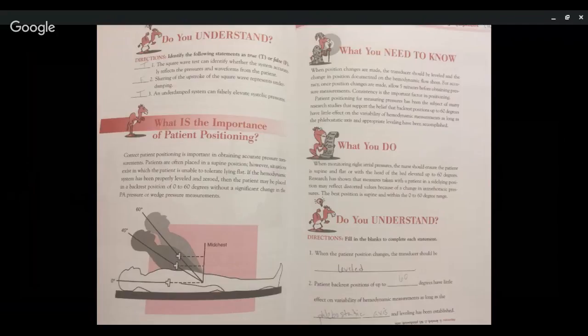Okay, so when the patient position changes, the transducer should be what? It should be leveled with the phlebostatic axis. Patient backrest positions up to 60 degrees have little effect on variability of hemodynamic measurements as long as the phlebostatic axis and leveling have been established.